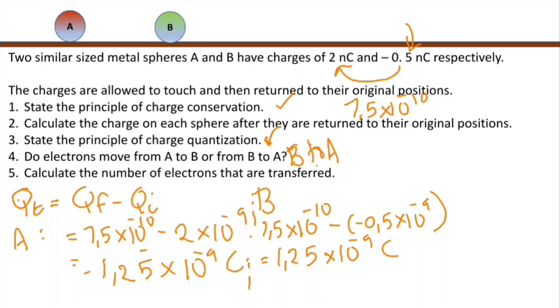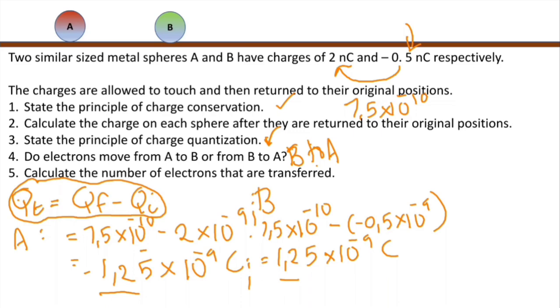Notice the numbers are the same. The signs are different. This one is a negative 1,25, but this one is a positive. In other words, it's the same amount of charge that is transferred between the two. So it doesn't matter whether you use A or B, you should get the same amount of charge because you are using this formula here. The charge transferred is the charge final minus the charge initial.